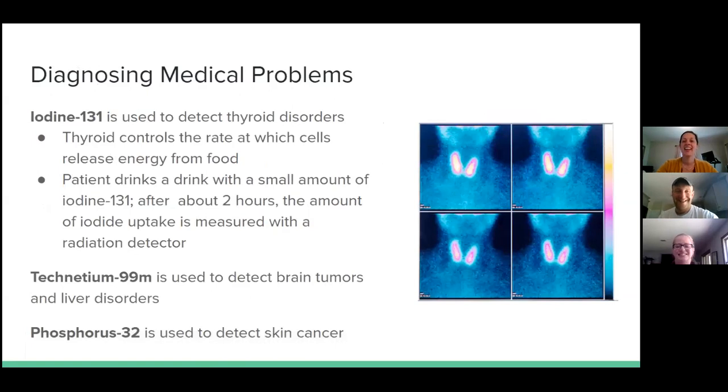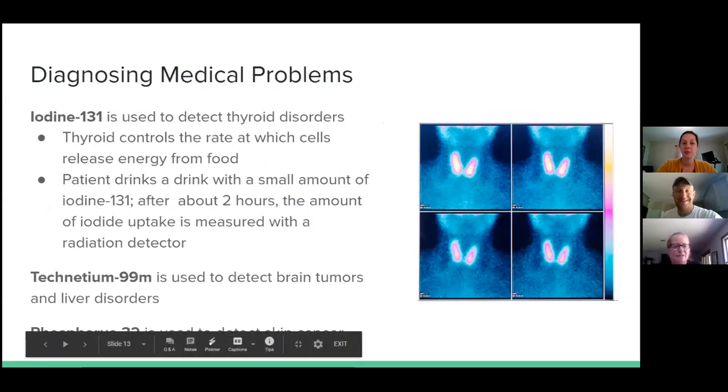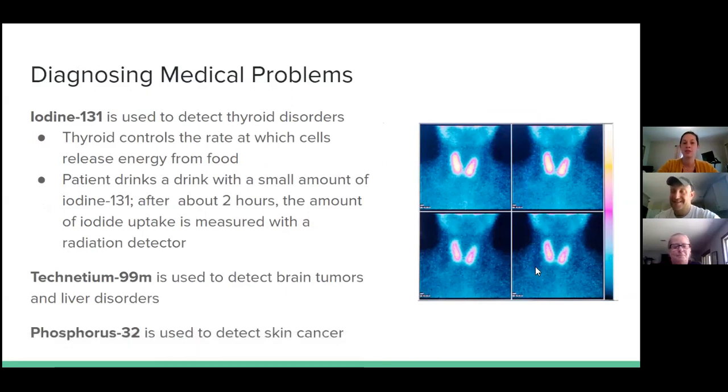There you go. The next is for diagnosing medical problems. So the example to the right shows how iodine-131 is used to detect thyroid disorders. Your thyroid is located in your neck. It controls the rate at which your cells release energy from food. Patients will drink a drink with a small amount of iodine-131 in it. And then after about 2 hours, that amount of iodine uptake is measured with a radiation detector. And then you can use it to diagnose or detect any medical problems.